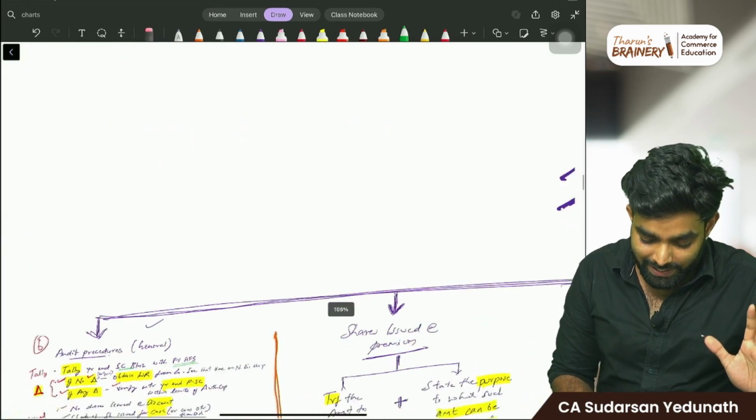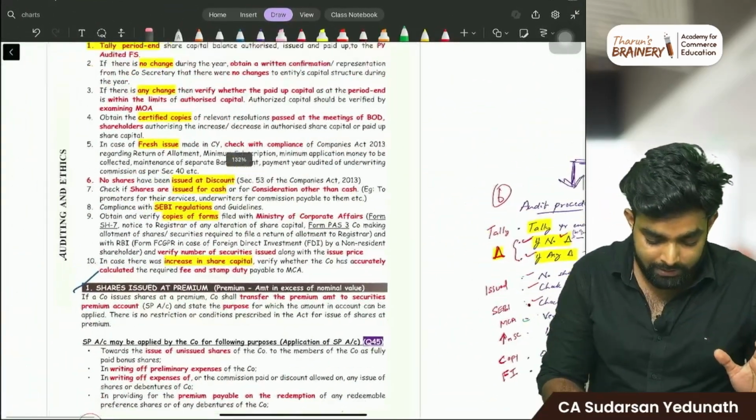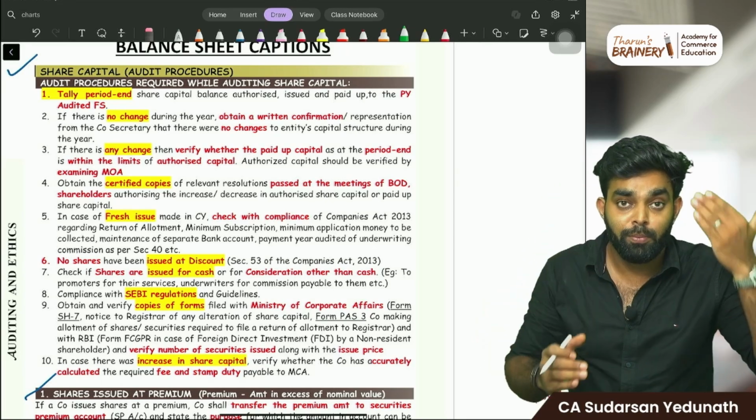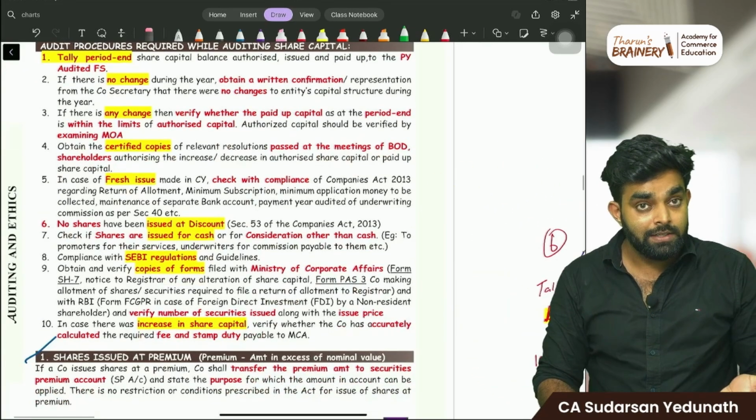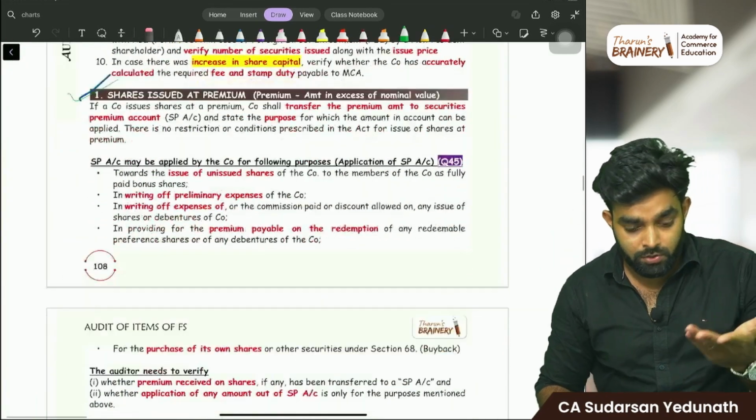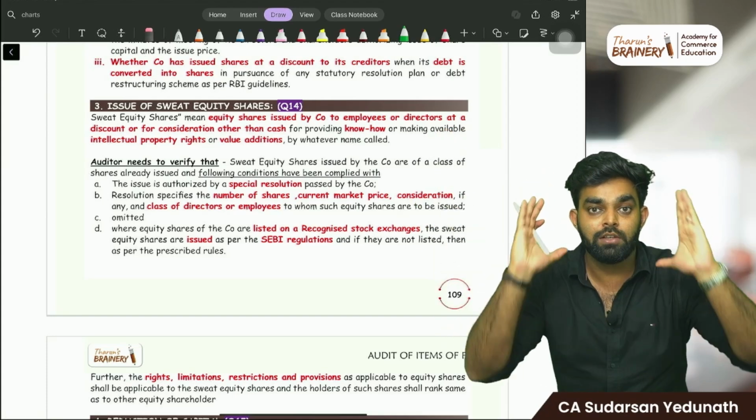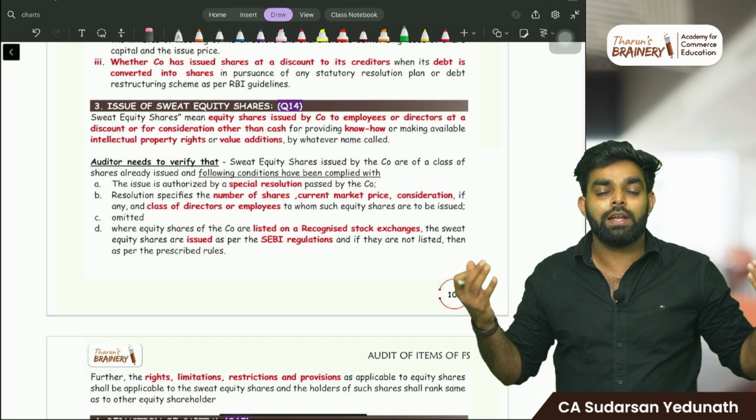First is share capital. I'll tell you why I have used charts. If you go like this, you can learn it directly from here. Yeah, but there will not be a structure in your head. What are the items in share capital? There are many headings. See, share capital audit procedures, shares issued at premium, what to do. All these different things are there. So if it is in a chart format, the picture of the chart will be in your mind, so you will not get confused.